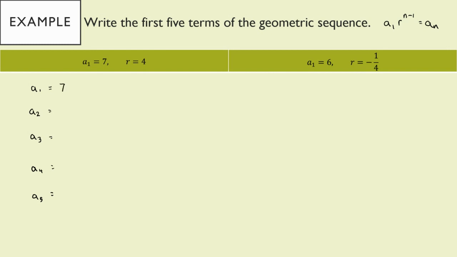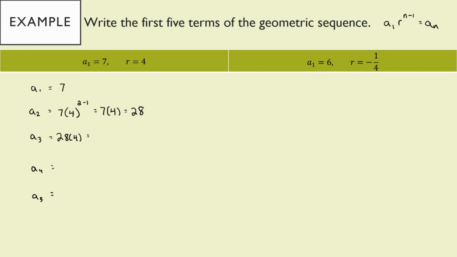So for the example on the left, I got a1 equals 7, so I can fill that in, and then r equals 4. So a2 is you're just multiplying that by 4. And if we want to use that form, it'd be 2 minus 1 in that exponent. So that's just 7 times 4, so we get 28. So each time, 28 times 4.